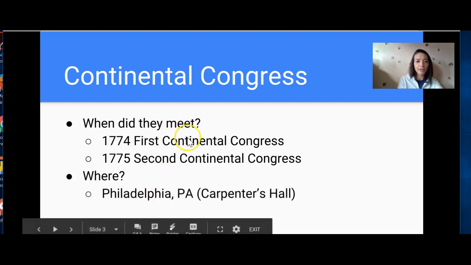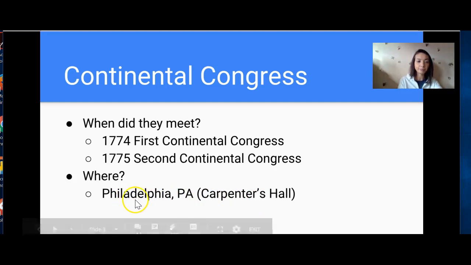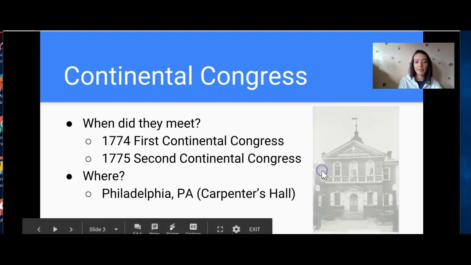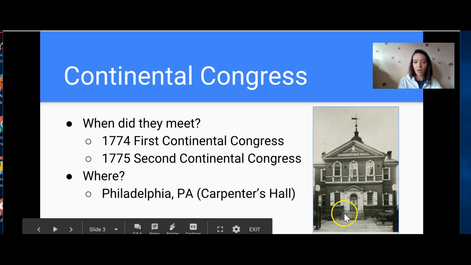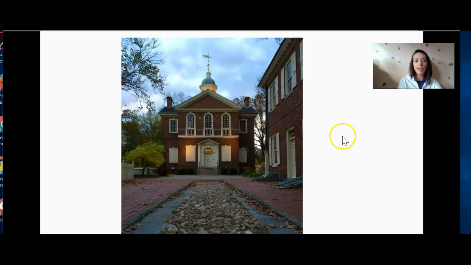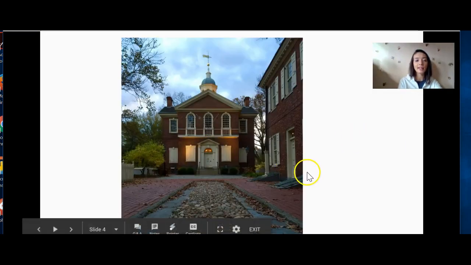Okay, so the First Continental Congress met in Philadelphia at Carpenter's Hall. And actually, both of them, both the First and the Second Continental Congress, they met in Philadelphia. They just happened to meet in two different buildings, if you will. So this is a picture of Carpenter's Hall in Philadelphia. So this is where the First Continental Congress met. It's always good to put some of these pictures to the details, the historic details that we're learning about. Okay, and this is what Carpenter's Hall looks like today.